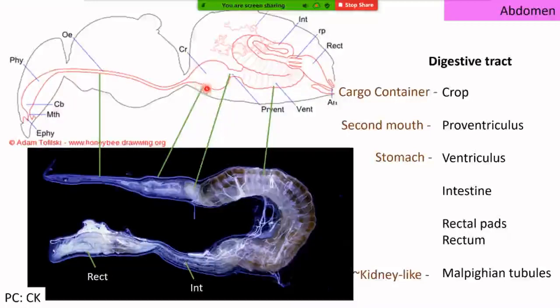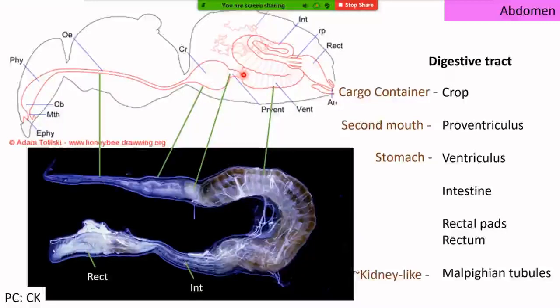Now, the crop in honeybees is kind of like a cargo container. So remember how Elimir said that bees are able to carry up to 30% in their weight of nectar? This is where it happens. They collect all of their nectar into the crop that has a great ability to expand and take up most of the abdominal cavity in worker bees. And as they transport the nectar in the crop to the hive, they need to make sure that this nectar is not going to go further down the digestive tract.